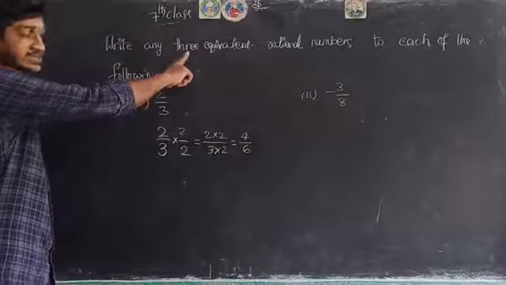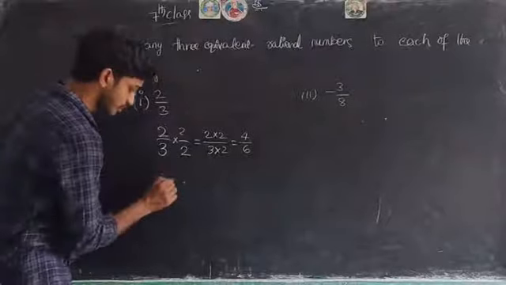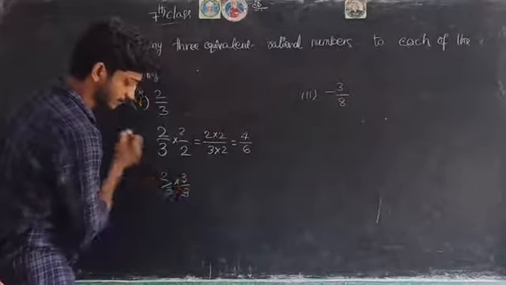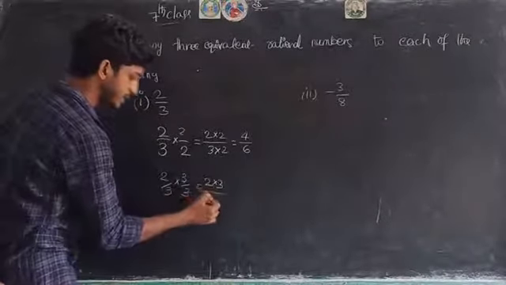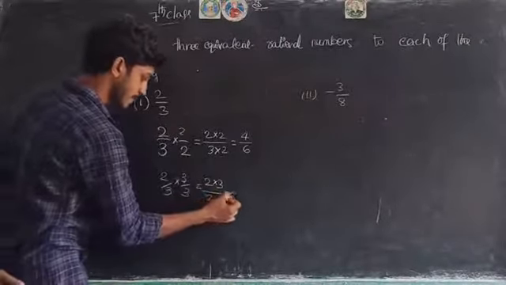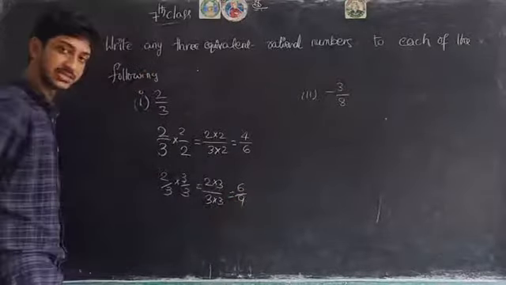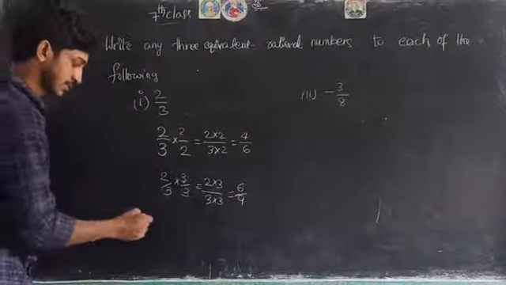Here he is asking for 3 equivalent numbers, so we have to find 2 extra. I am taking 2 by 3 and multiplying with 3 by 3. See here, 2 into 3 divided by 3 into 3. 2 3s are 6, by 3 3s are 9. This is one of the equivalent rational numbers for 2 by 3.